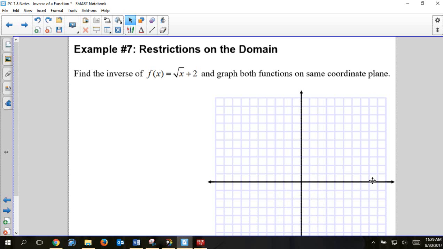So the last question is find the inverse of f of x equals square root of x plus 2, and then we're going to graph the functions in the same coordinate plane. So I'm going to start by graphing square root of x plus 2. I'm going to do that with parent functions and transformations.